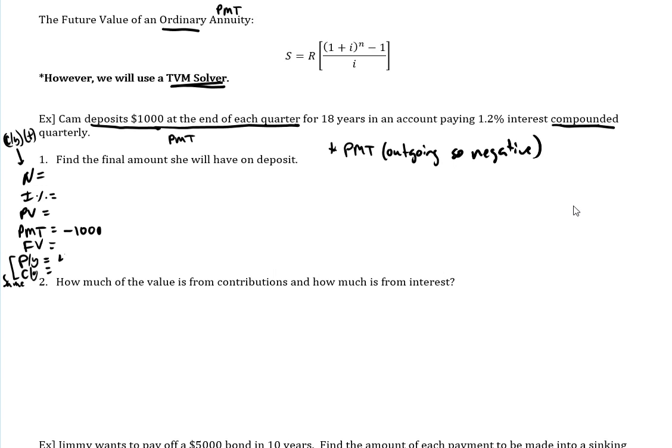And it says at the end of each quarter, so that would be payments per year. And then the compounds per year should be the same. It says so in the problem: compounded quarterly, so it does match. So this is our compounds per year, and this was our payments per year.